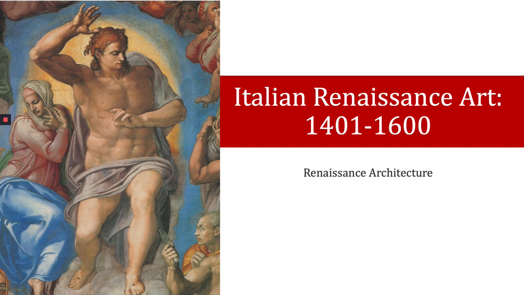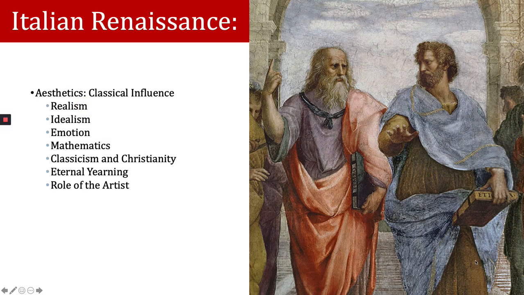And so we're going to take a look at applying some of the ideas that we talked about last lecture with humanism and Neoplatonism. So I want you to be able to start applying these ideas into how we see this within the arts. We left off here taking a look at the aesthetics of the Renaissance, which is heavily influenced by ancient Greece and Rome, focused on realism, idealism, emotion, mathematics, classicism, and Christianity, an eternal yearning, and the heightened role of the artist.